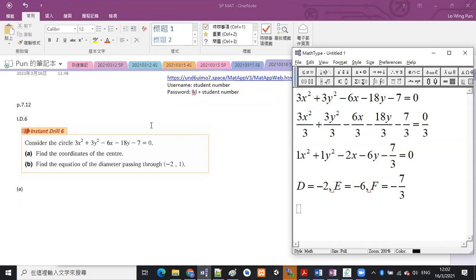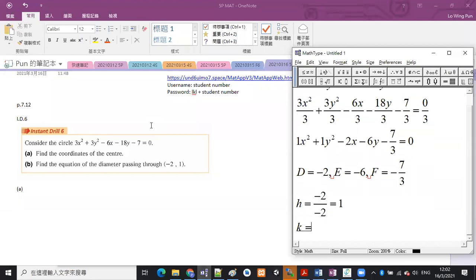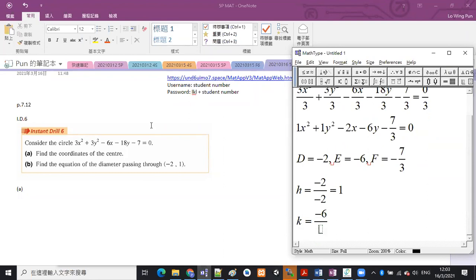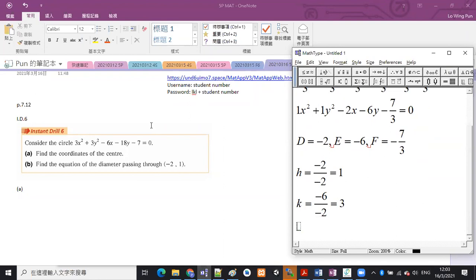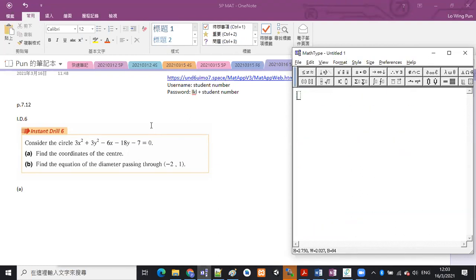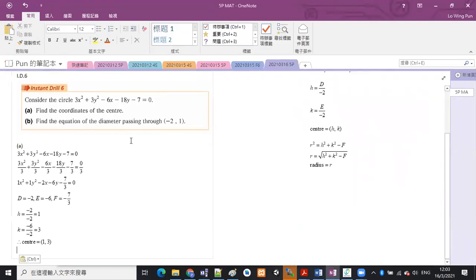Then we can calculate the h value and k value. h will be equal to d over -2, which is 1. And k will be e over -2, which should be +3. So the center will be 1 and 3. That is the answer of part A.